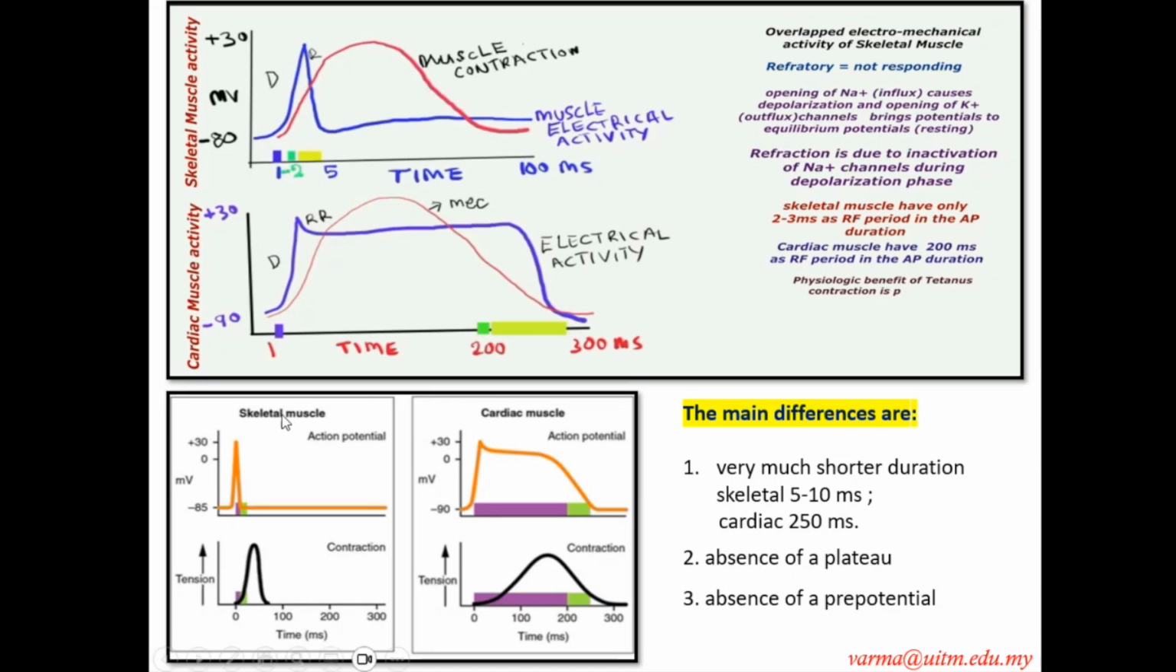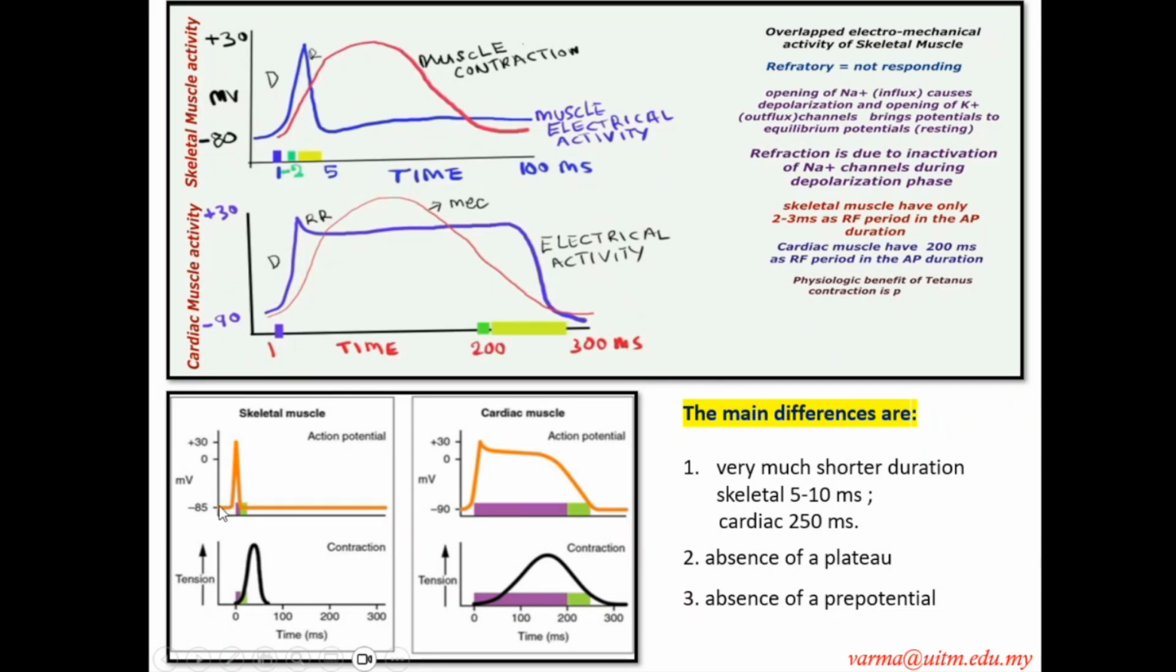You look at your skeletal muscle, this is your refractory period, which is very short, absolute versus relative, very short, whereas in your cardiac muscle it is very lengthy. And absence of plateau: you see here there is a plateau after depolarization, before repolarization occurs, whereas here, from depolarization there is immediate repolarization, no plateau. Absence of a pre-potential. What we mean by pre-potential is this part, the slow rise here. This part does not usually exist in your skeletal muscle. It just goes like that.